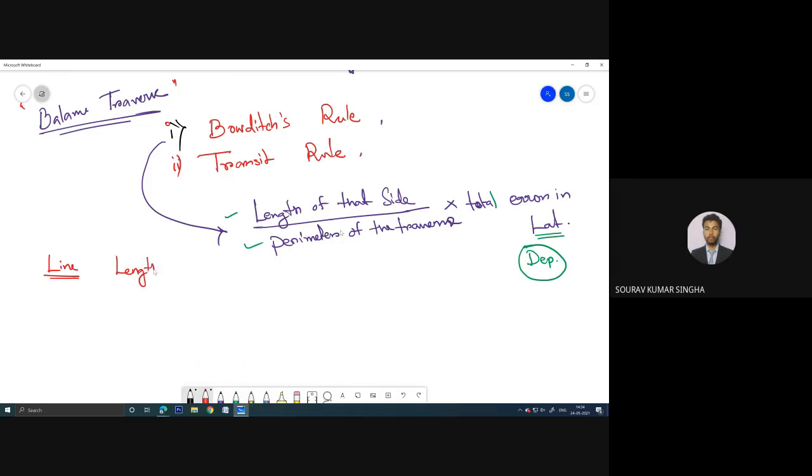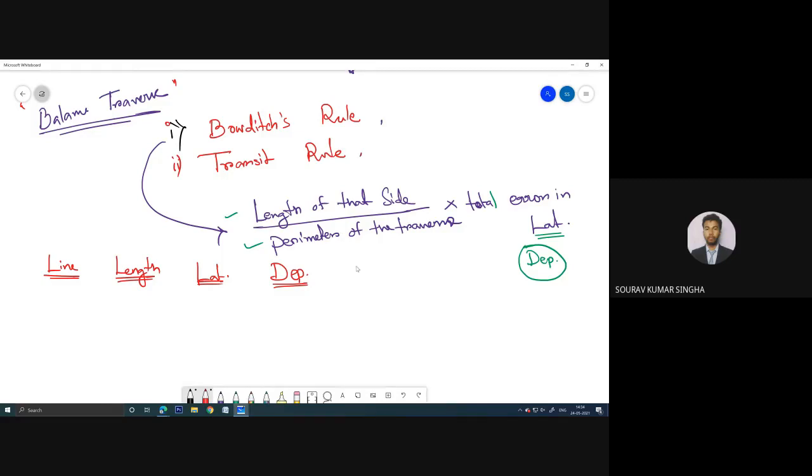If you can solve this, I think it will be more clear. Line, length, latitude and departure: these four data will be given to you, and you will be required to correct the latitude and departure. There will be some error. First you need to determine the value of the error, then you need to correct it.